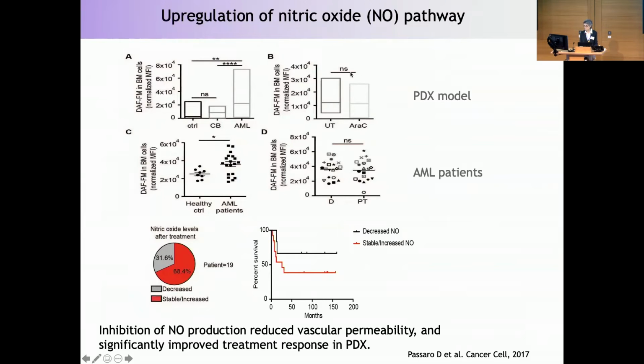And actually, quite interesting also is that when we treat these mice with chemotherapy, we actually don't see much of a restoration of a normal vessel after 4 weeks of treatment. So we went to our clinician and asked whether we can get a cohort of these AML patients to do the quantification of the same thing, and compared to a healthy control cohort, we can also see that in the bone marrow of these patients there was an increase in NO.